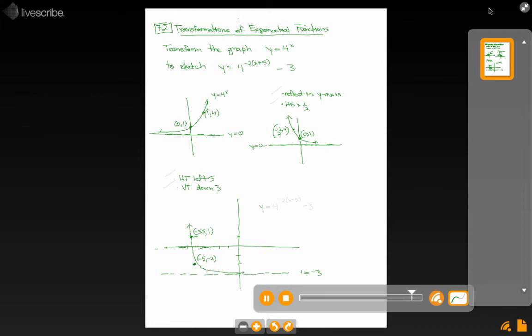I can connect my dots and have a curve looking roughly like that. That is the curve of y = 4^(-2(x+5)) - 3, with all 4 transformations described, and you could get full marks for a solution like that.